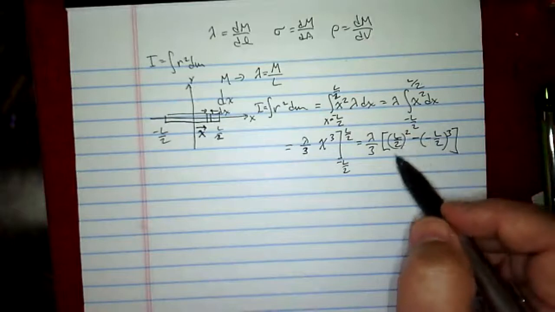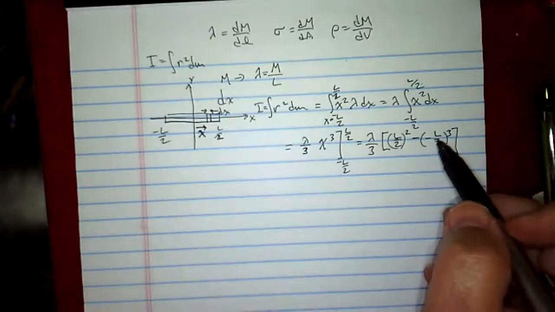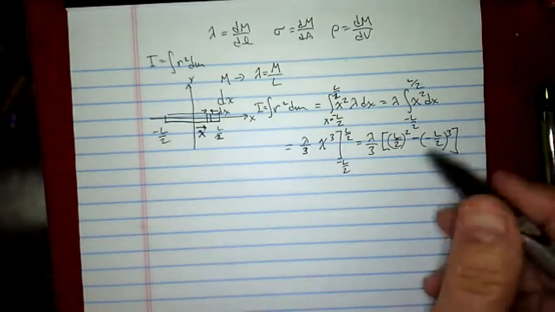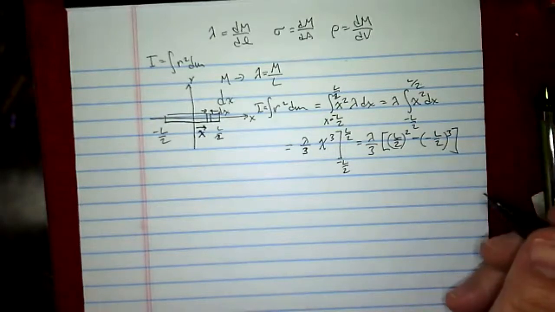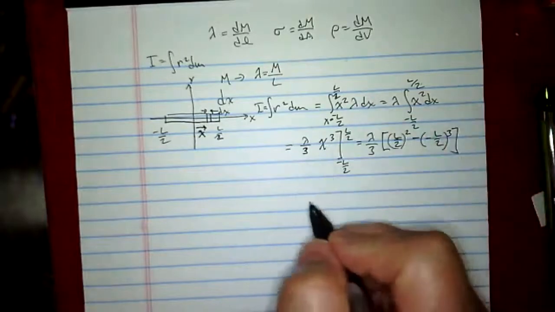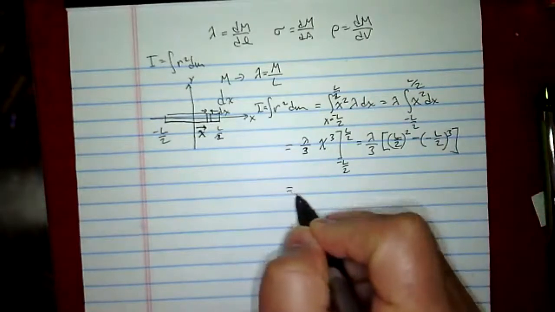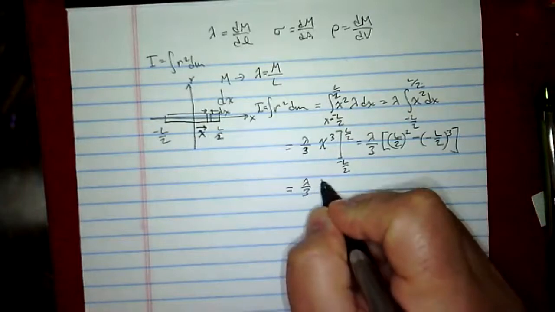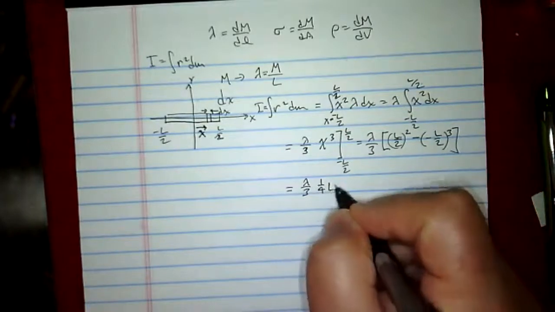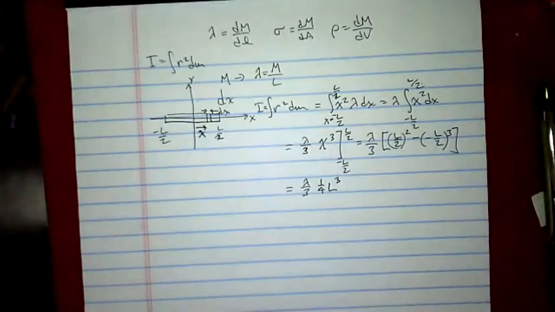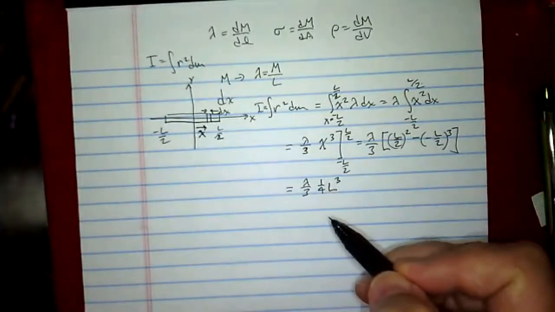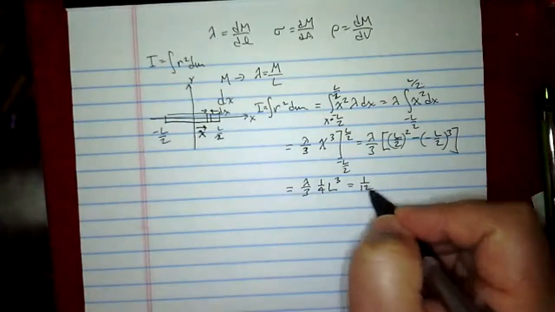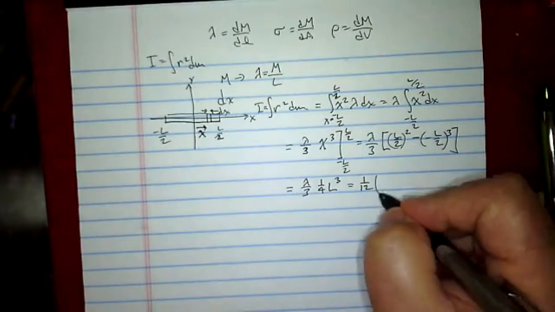So I'm going to have 1/8 L to the third power plus 1/8 L to the third power. So that'd be 2/8, which is 1/4. So this is ultimately going to give me lambda over 3 times 1/4 L cubed. Remember, it was 2/8, but it now became 1/4, so that gives me 1/12. And now I put in my lambda, which is m over L.